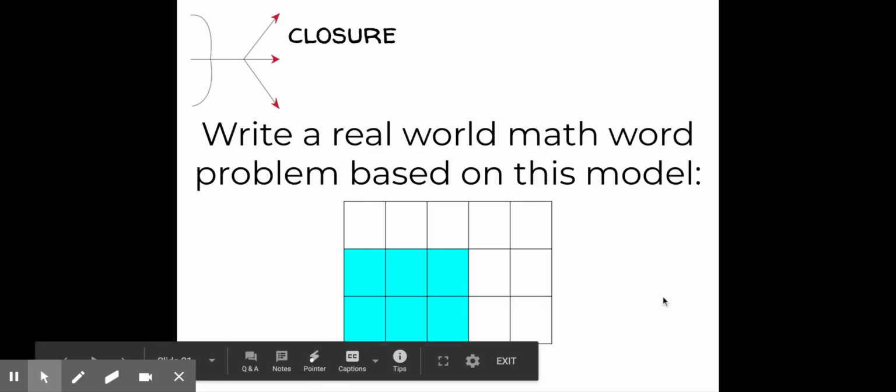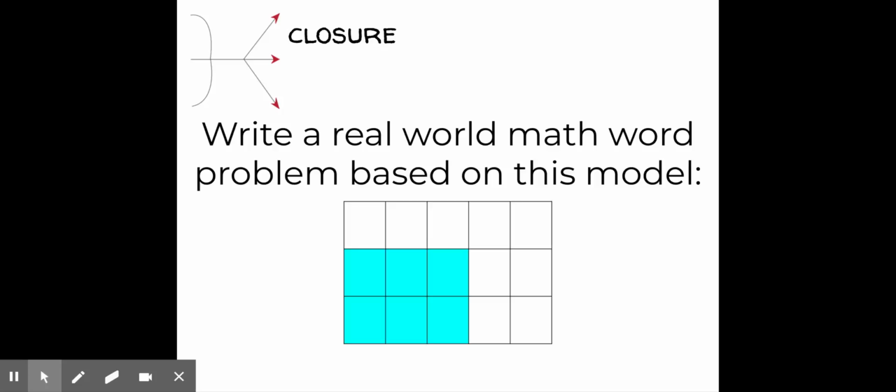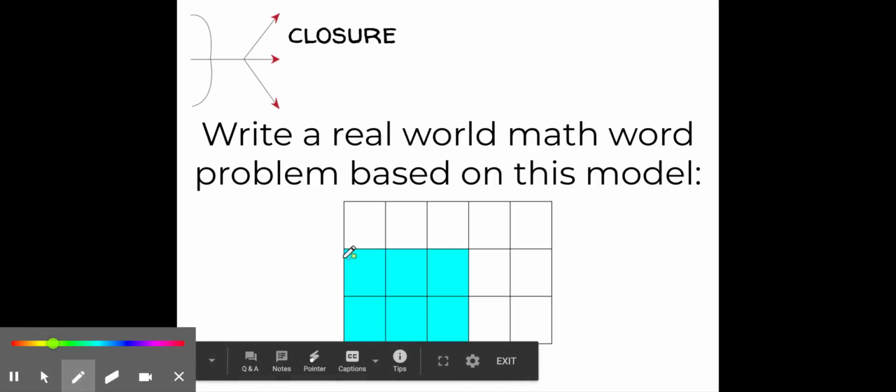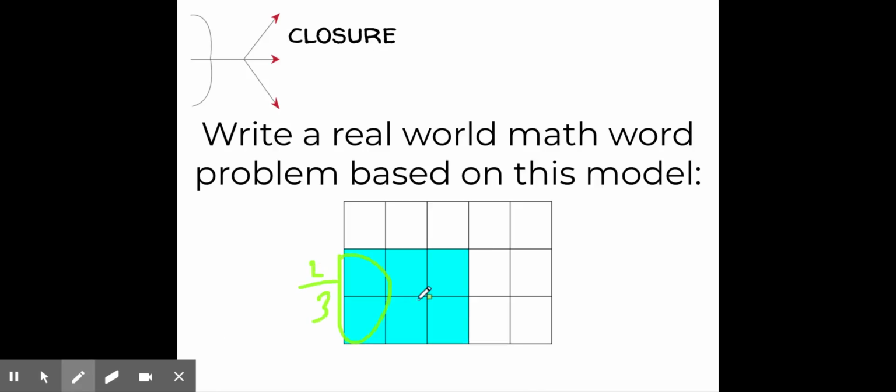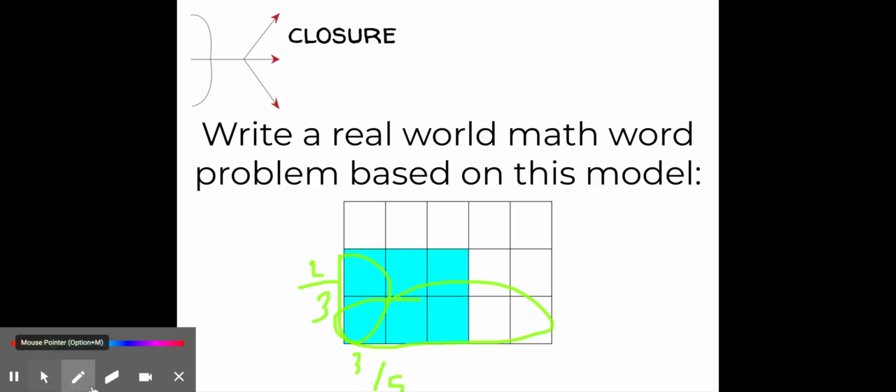Now, taking a look at this model, what type of real-world math problem might you come up with? You can pause and write it out, or you can listen to the one I've come up with. Since it looks like I have 2/3 shaded here, and then it looks like there's 3/5 shaded here, I might come up with something like 2/3 of students played baseball. Of those, 3/5 also played basketball. What fraction of the students played both sports? So that would mean I'd have to multiply to find the answer.